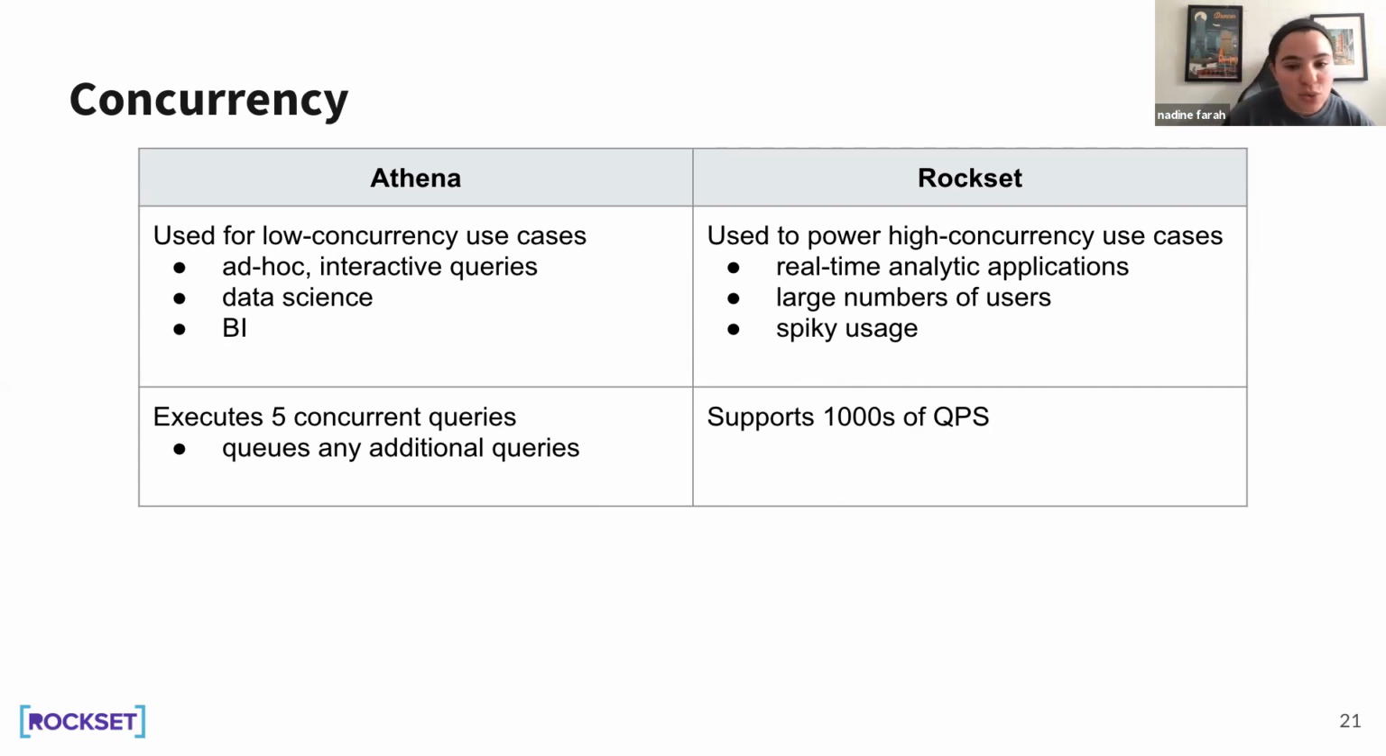This is in contrast to Rockset, which uses an indexing system like the Converged Index we just talked about. This is very different because the amount of data that Rockset needs to touch to respond to queries is far less than the parallelize and scan approach that Athena takes.